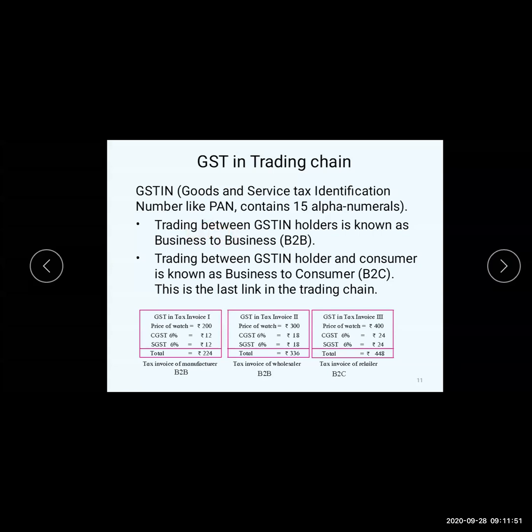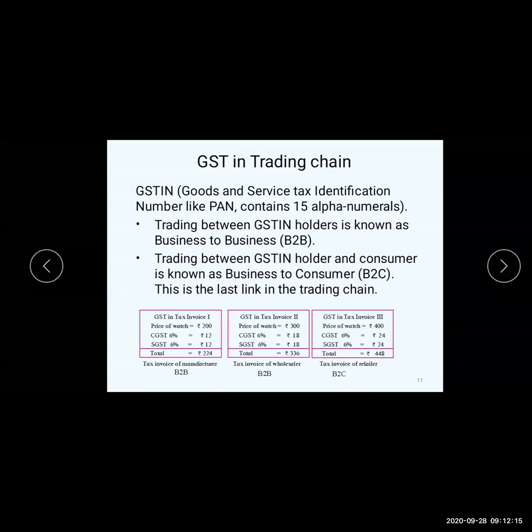Now see, trading between GST holders is known as B2B, that is business to business, and trading between a GST holder and a consumer, consumer meaning us, is known as business to consumer, that is B2C. This is the last link in the trading chain. So business to consumer is the last link in the trading chain.